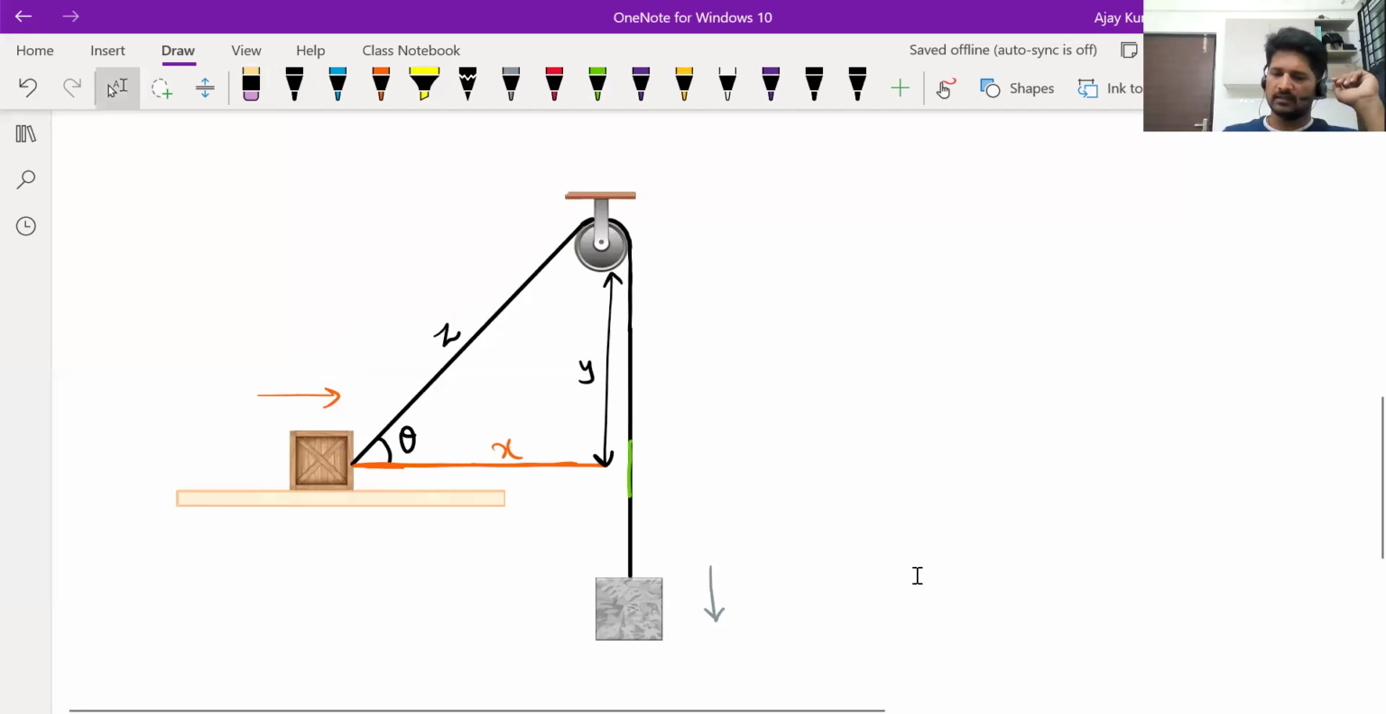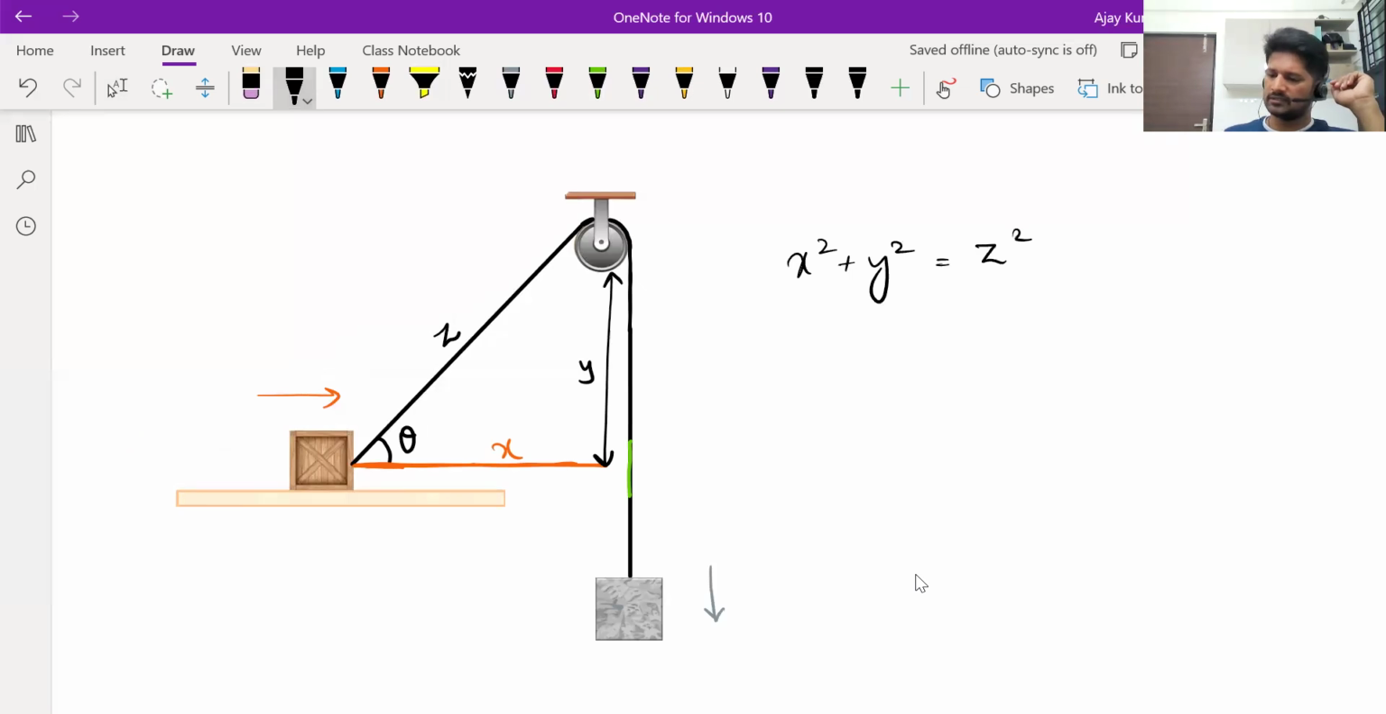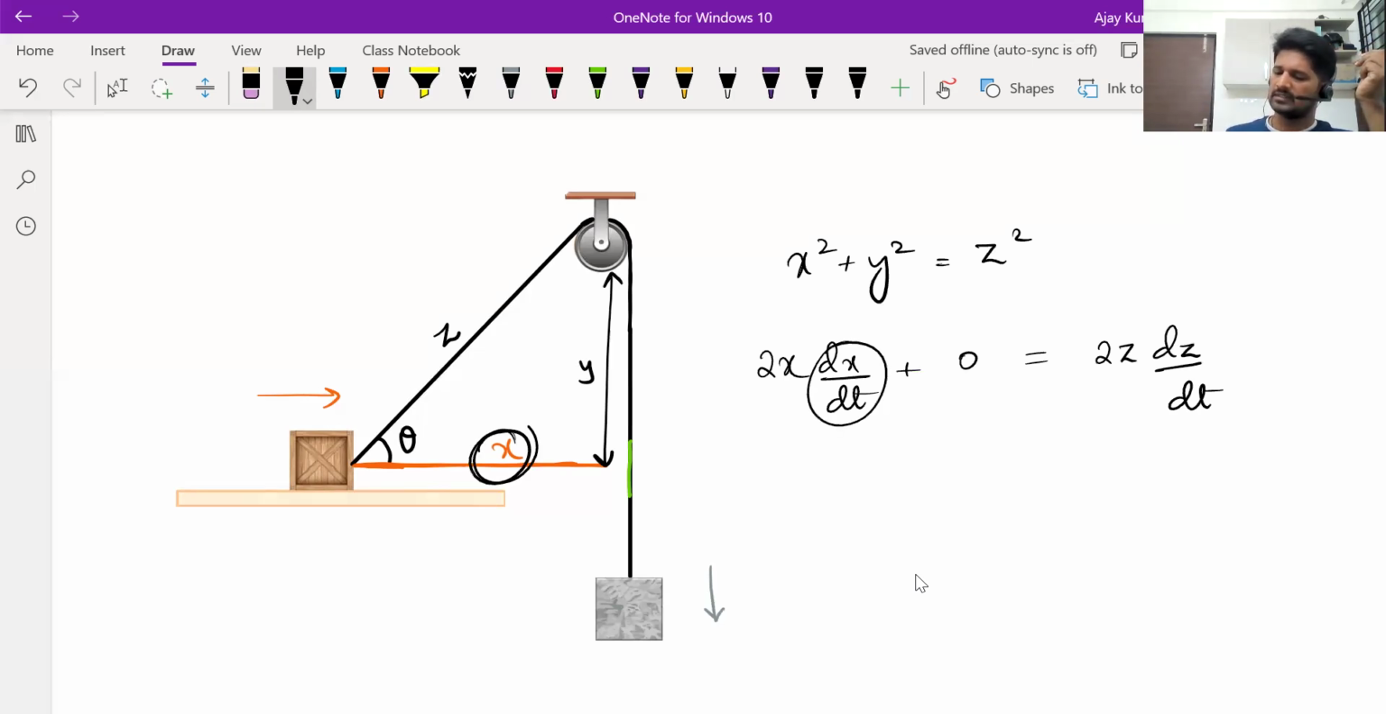Now here's a right angle triangle, so you can write x square plus y square is equal to z square. Differentiate this equation with respect to time, so we use the chain rule. 2x dx by dt plus y square. Y is constant, so derivative of y square is 0, is equal to z square derivative, which is 2z dz by dt. Now dx by dt, rate of change of this distance, is nothing but the speed of the box, and z is the length of the string on the left side of the pulley.